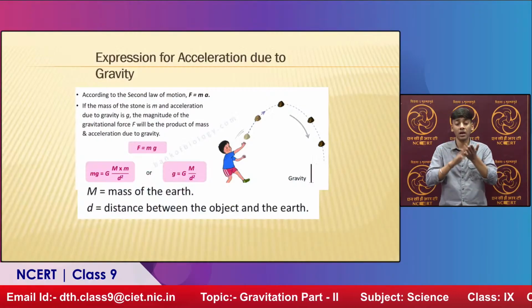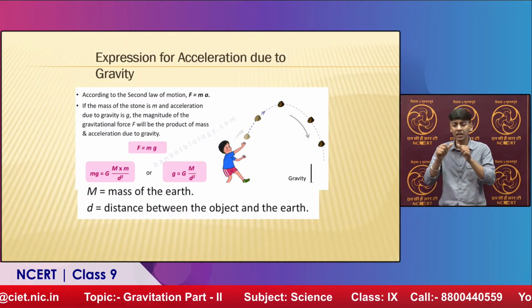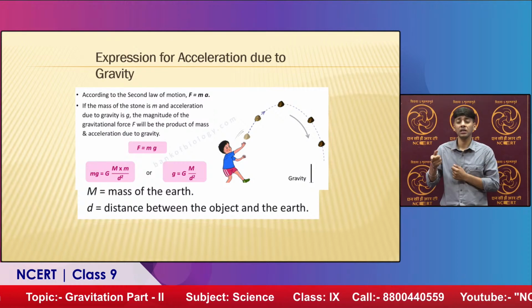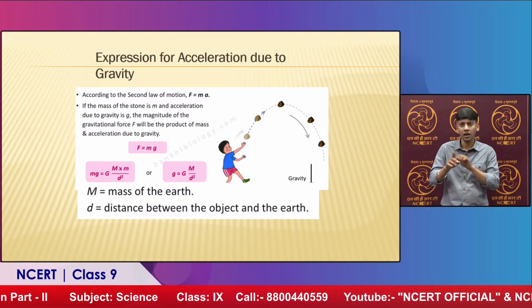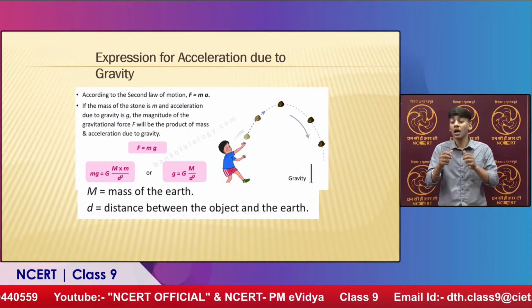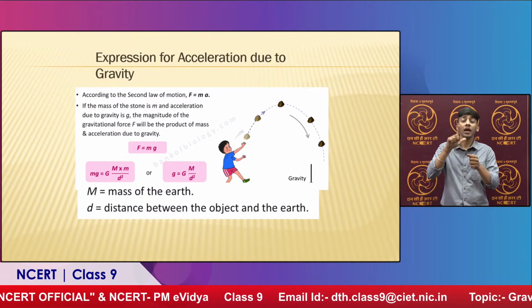Coming to Newton's second law of motion, we have studied that F equals ma, where m is the mass of the object and a is the acceleration produced in the object. Students, you must know what acceleration is. If we are going in a car and our speed is increasing, then the car is accelerating. Here g is the acceleration due to gravity, and according to the second law of motion, in place of a we will write g, because for linear motion we use the symbol a.